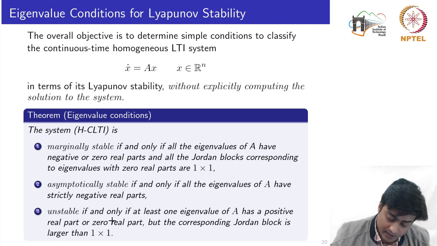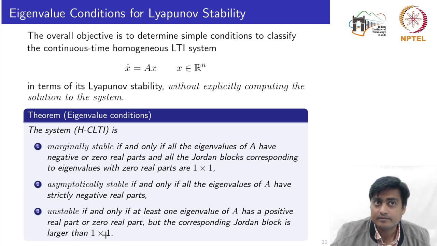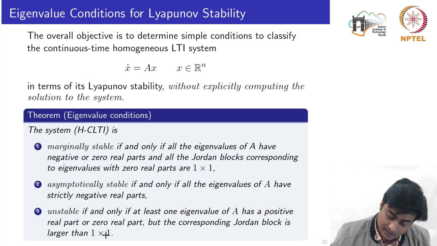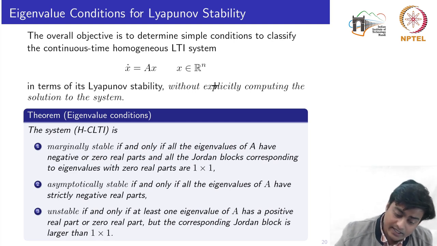The third case: the system is unstable if and only if at least one eigenvalue of A has a positive real part, or a zero real part but the corresponding Jordan block is larger than 1 cross 1. Again, if you have zero eigenvalues, it could be either stable or unstable. It would be stable if it is simple. If it is not simple, then it would be unstable.